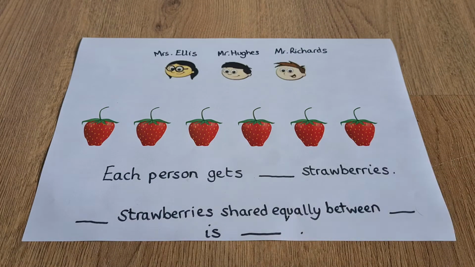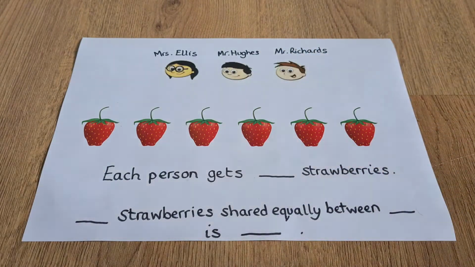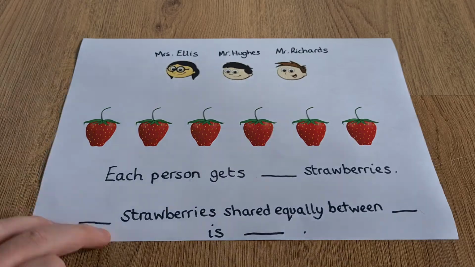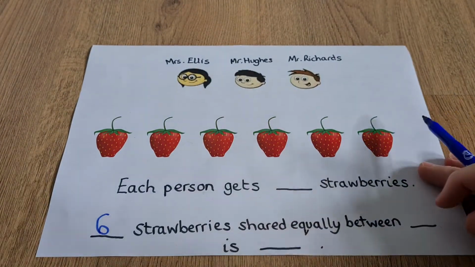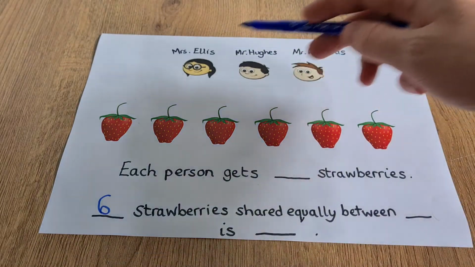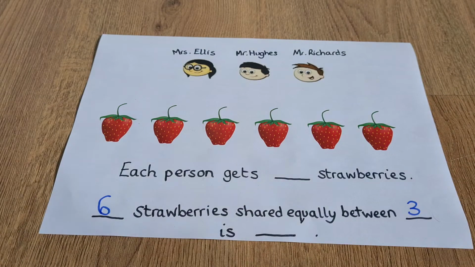Looking at my number sentences here, it says each person gets some strawberries. I don't know how much that is yet. And then the next sentence is some strawberries shared equally between some is some. So I'm going to count 1, 2, 3, 4, 5, 6. And so I've got 6 strawberries, and I'm going to share it equally between 1, 2, 3. Between 3 of us. And I don't know what the answer is yet.